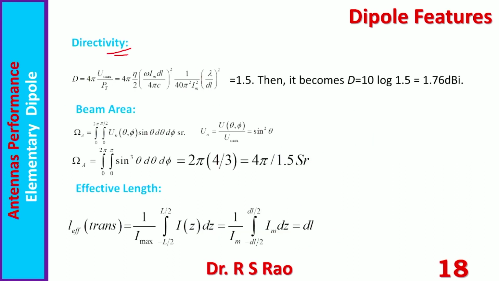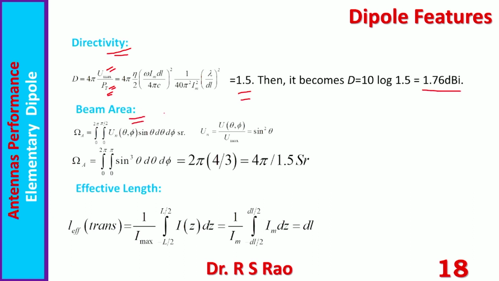Then directivity. Directivity is 4 pi U max by PT. In the previous slide, we have computed PT, we have U. From U, U max can be computed. Substitution gives us D as 1.5. In log units, it becomes 1.76 dBi.